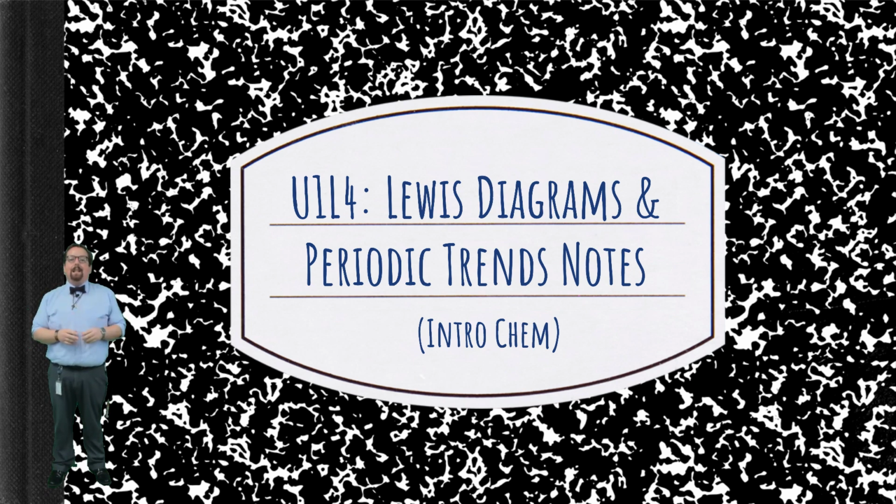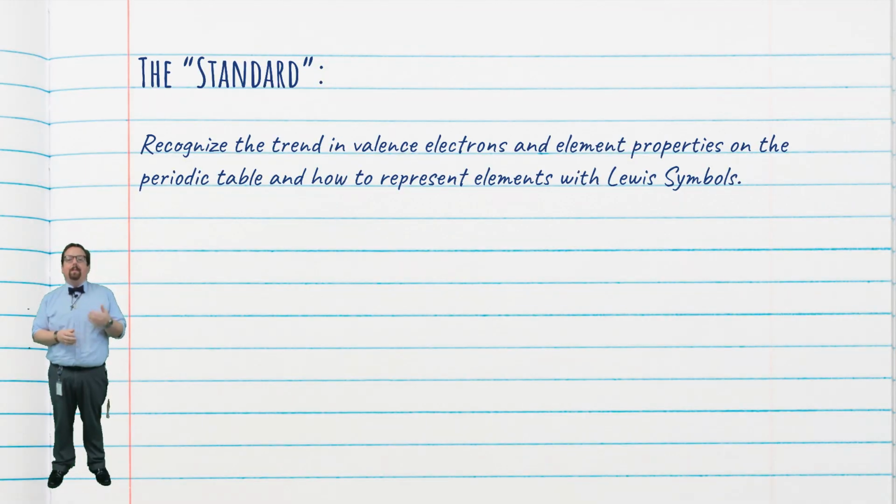In today's lesson, the last lesson for Unit 1, we're going to learn a little bit about trends in the periodic table and how to draw Lewis symbols. My goal is for you to be able to recognize the trend in valence electrons and element properties on the periodic table and how to represent elements with Lewis symbols.